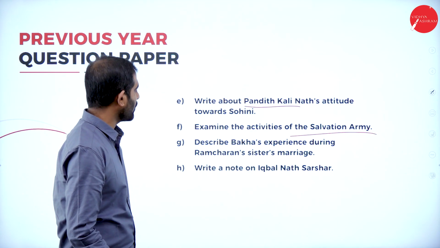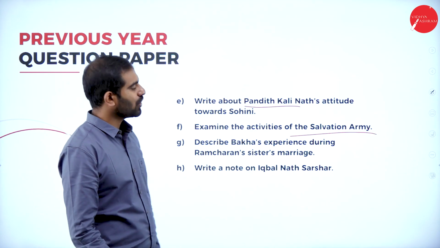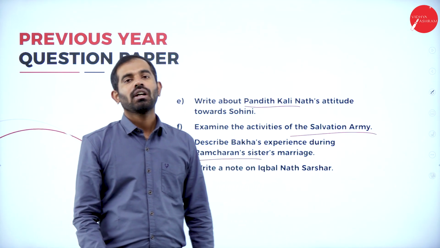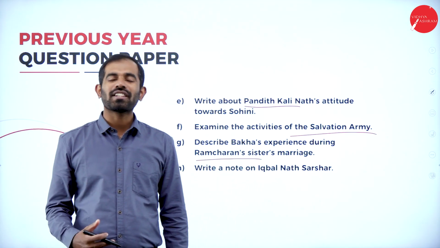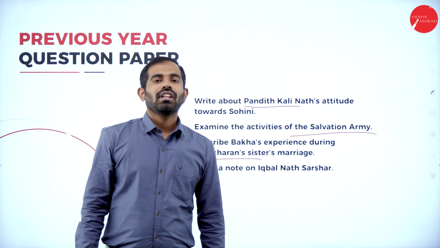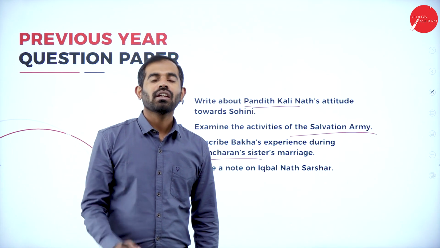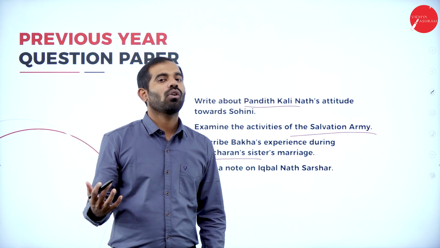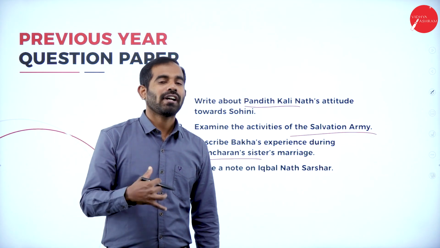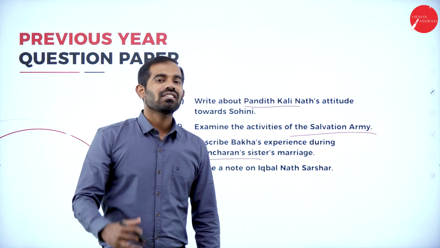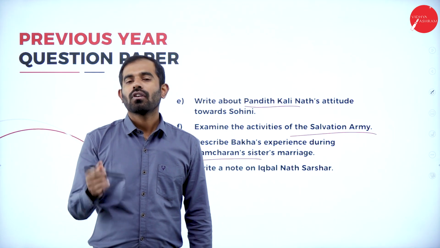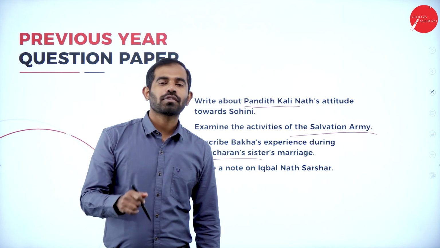Describe Bakha's experience during Ramcharan's sister's marriage. I told you it is almost one and the same here. Ramcharan and Bakha are very close friends, the best friends. Every now and then, Bakha and Ramcharan keep pulling each other's leg, teasing, saying brother-in-law, and that one fine day I'm going to marry your sister. And as a matter of fact, Bakha is in love. He is attracted to Ramcharan's sister. But will he be able to marry her?